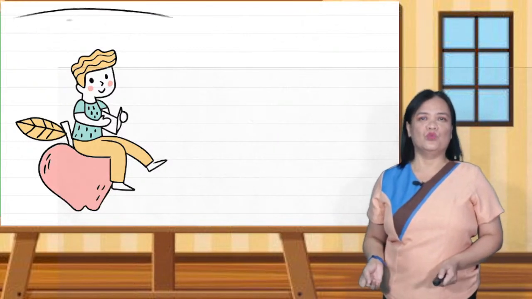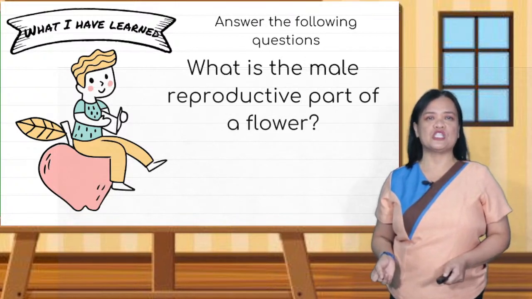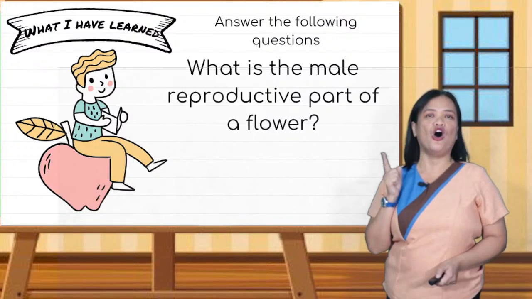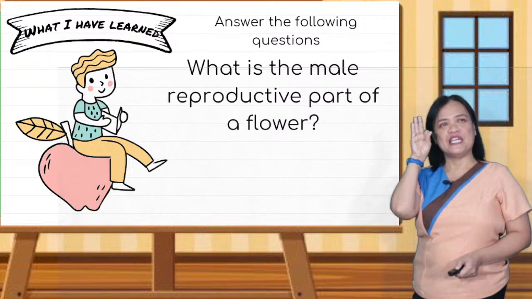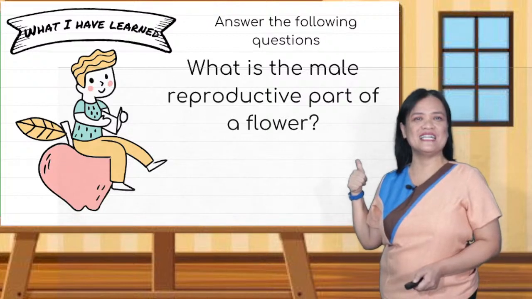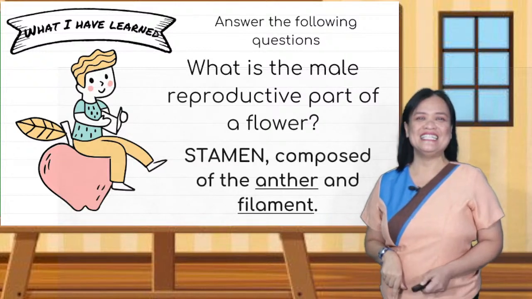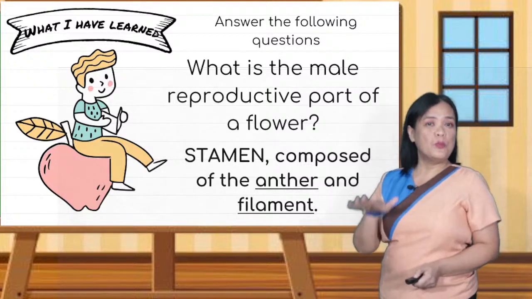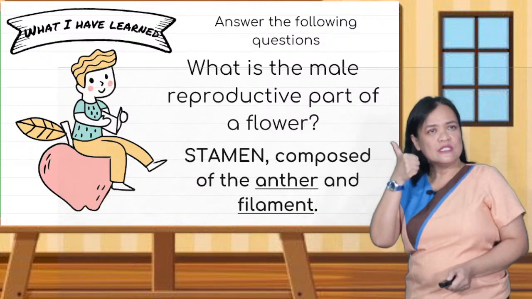The next one, what I have learned. Answer this question. What is the male reproductive part of a flower? 1, 2, 3, 4, and 5. Time's up, children. Binigyan ko kayo ng clue kanina. Okay, ready? It is stamen, composed of the anther and filament. Pero kung stamen ang nilagay nyo, it's correct.